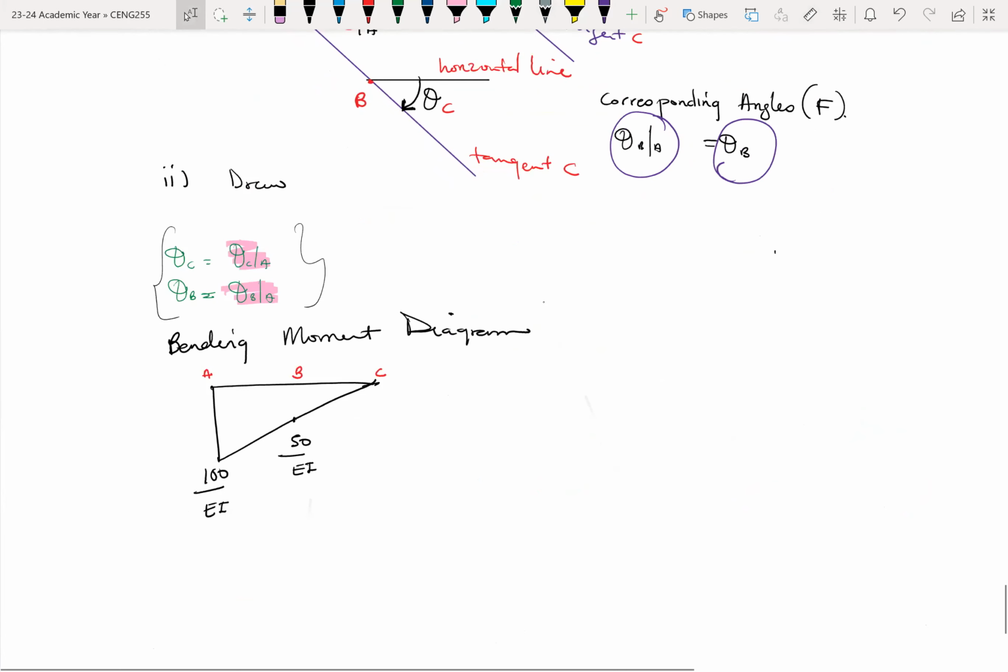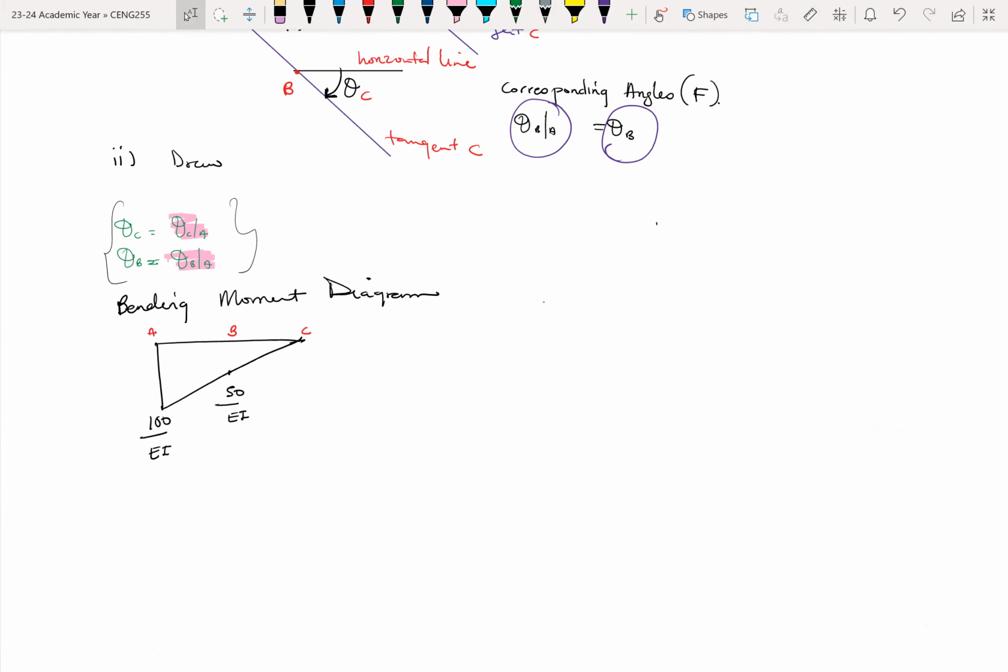Okay. All right. So once we draw a bending moment diagram to find theta CA, it is simply the area of the triangle, right? So this is negative, so minus half of base times height. So the base is L, where L is 10. So the base is 10 meters, and the height is 100 over EI. So this should give us minus 500 over EI if you do the math.